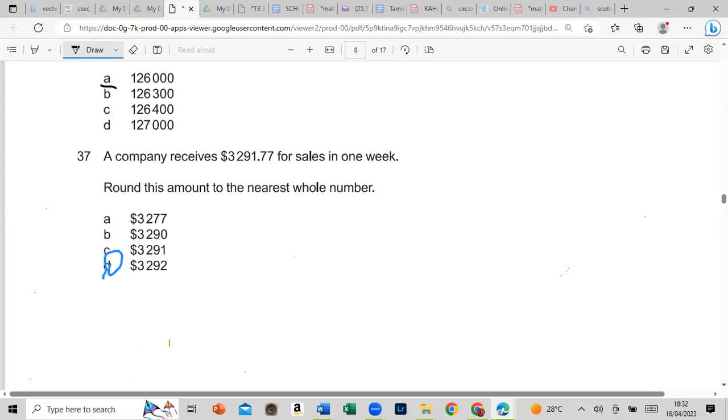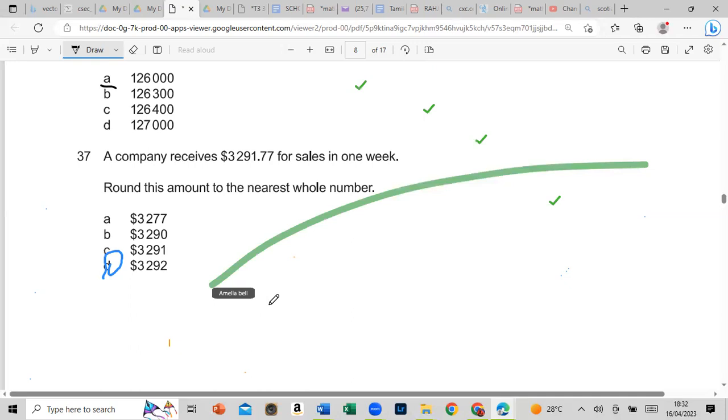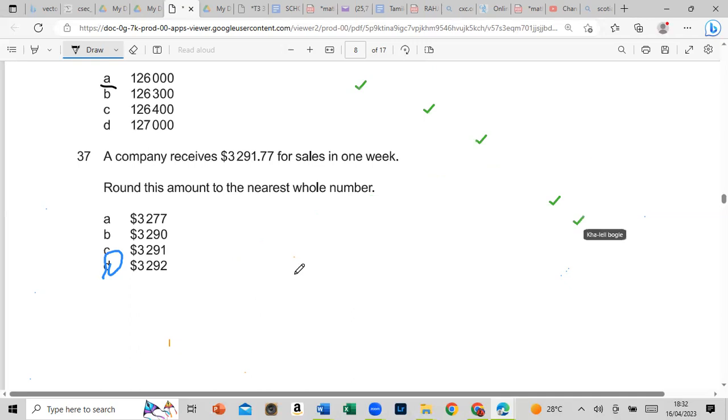So which number are we going on to? Sir, it would be D. It's D, because 7 is telling us to round up. Yeah, I agree. It could be D because they said nearest number.